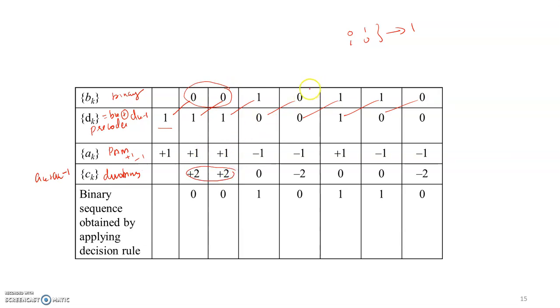Then see here I have 0. 0 is coded by -2. Then again here I have 0. 0 is coded by -2. So you can see all the zeros are coded by either plus or -2. What about 1? Wherever I have 1, all the ones are coded by 0. Zeros are coded by plus or -2 and all the ones are coded by 0.